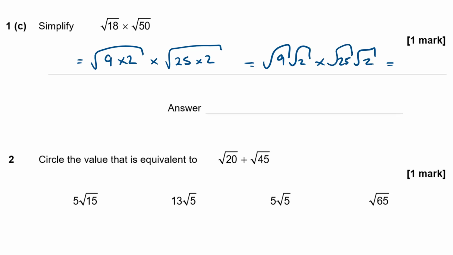And I know what root 9 is. It's 3. So that gives me 3 root 2. And I know what root 25 is. That's 5. So that gives me 5 root 2. So I've got 3 root 2 times 5 root 2. I know that 3 times 5 is 15, and I know that root 2 times root 2 gives me 2, so then the final answer is 30.